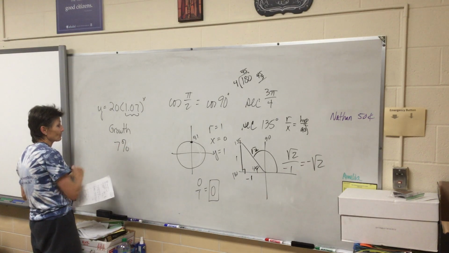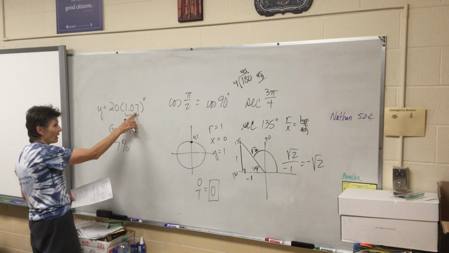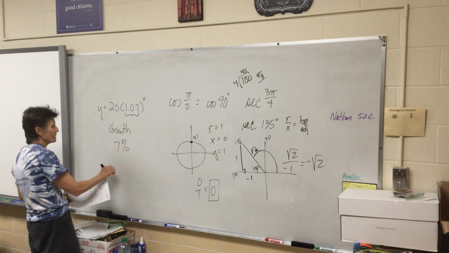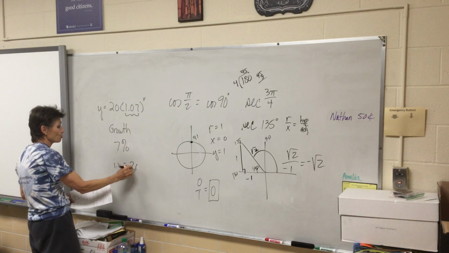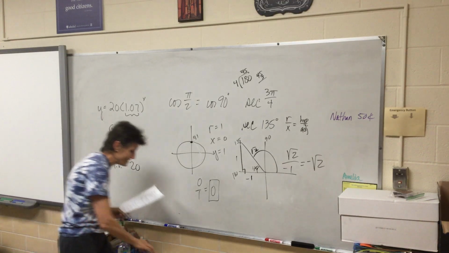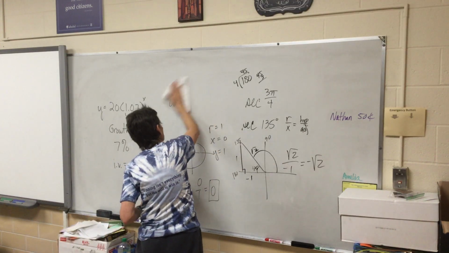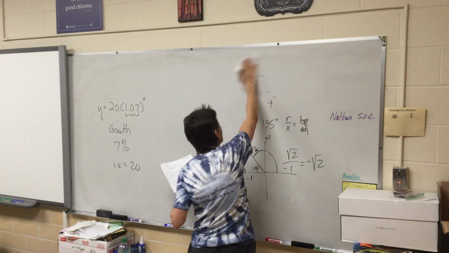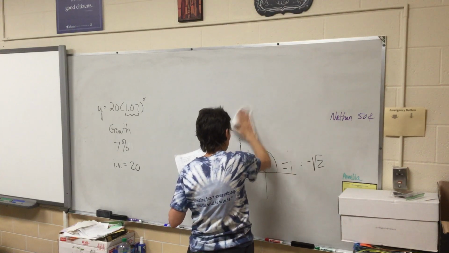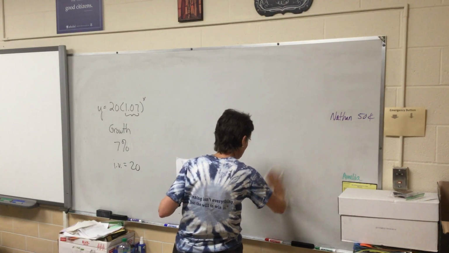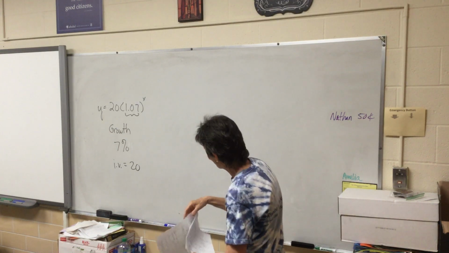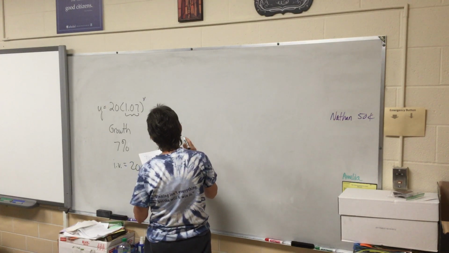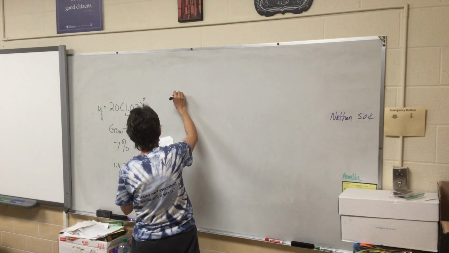It's 7% growth. How much bigger than 1 am I? I'm 7%, or 0.07 bigger. So that's 7% growth. And the initial value is 20. This number right here is your initial value, always. So in an exponential equation, the initial value is the first number. And then the second number tells you whether you are growth or decay, depending on if it's bigger than 1 or less than 1. The amount that it's bigger than 1 is the growth, and the amount that it's less than 1 is the decay percentage.